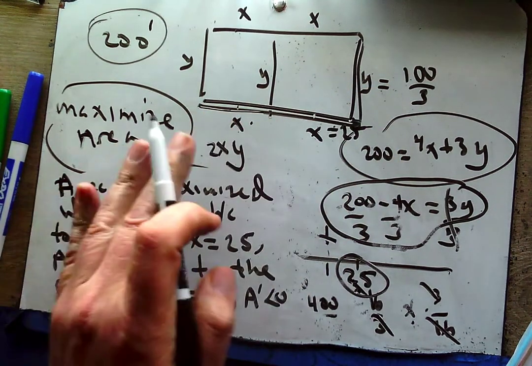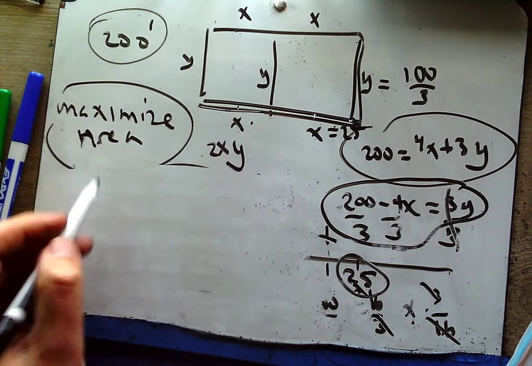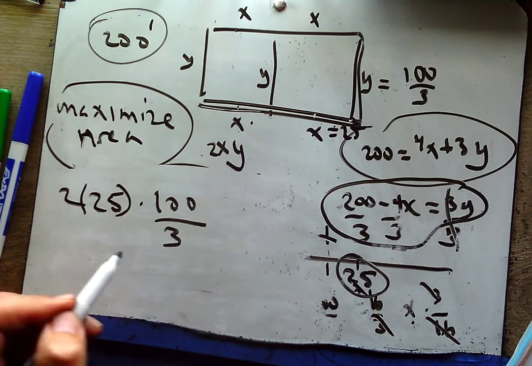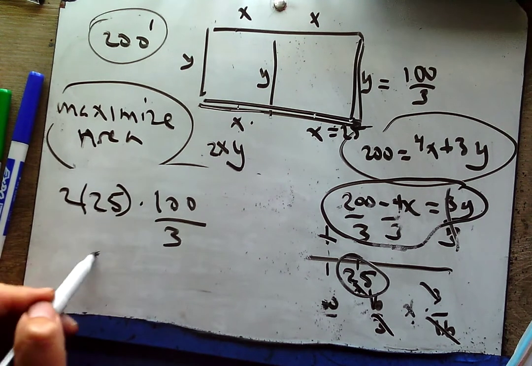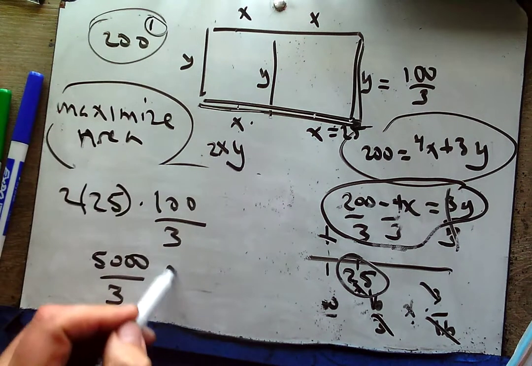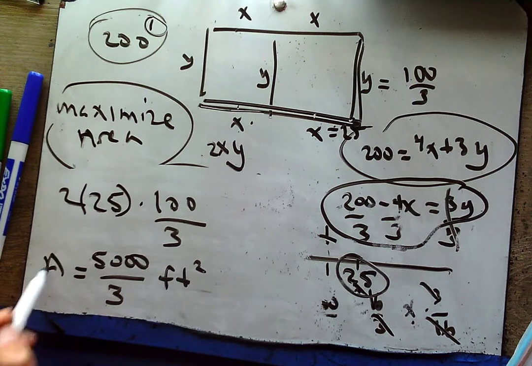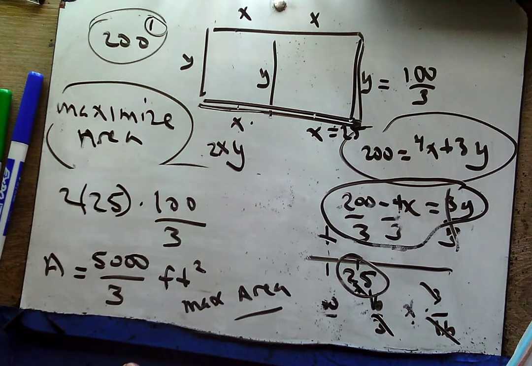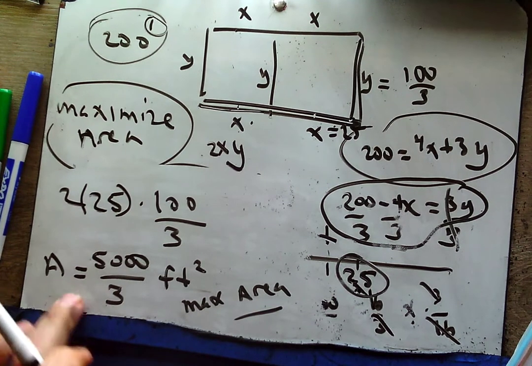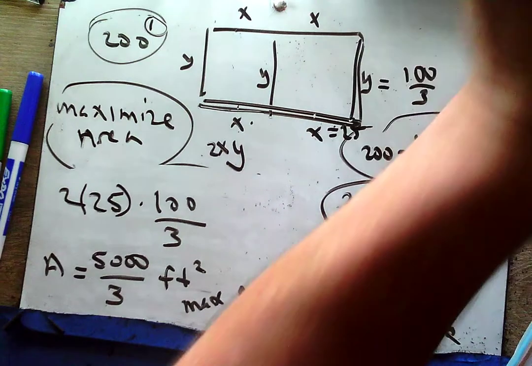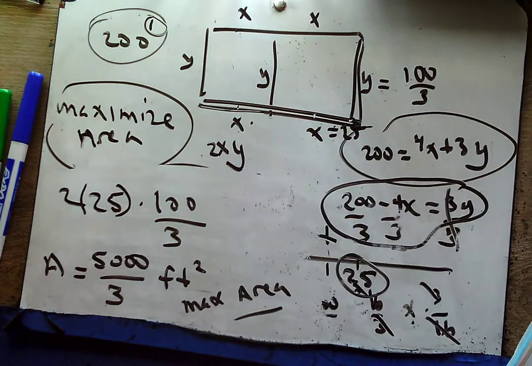And so my maximum area is 25 times 2 times 100 over 3, 50 times 100, 5,000 over 3, and I believe these are all feet, so my maximum area will be feet squared. This is the max area. Okay? And that's actually bigger than a lot of people's homes. So, yay, happy horses. Okay, anything else for that one? Nope, that's 4. All right, next.